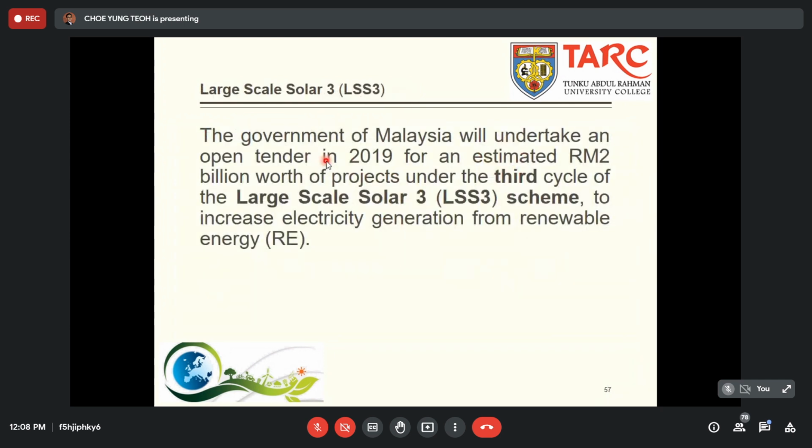This is last year's solar tree. Okay, this one is open for tender, as I explained, to increase the generation from renewable energy. So they will pick whichever is cheaper, which is able to produce electrical power at a cheaper cost.